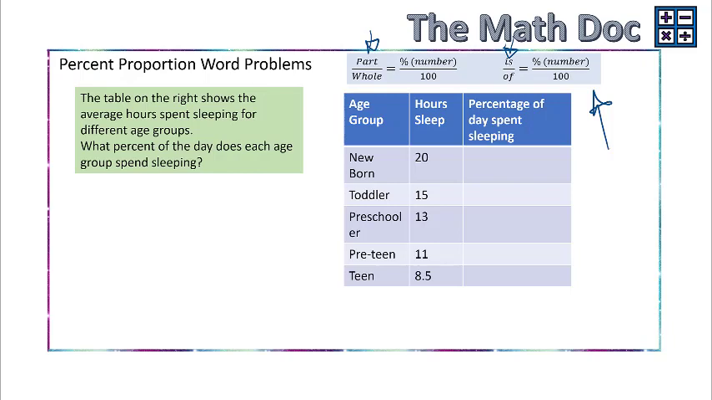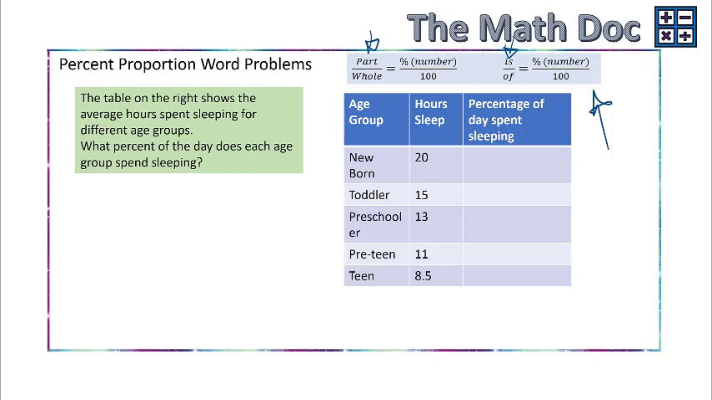So this first one really practices percentages, and it's kind of straightforward. We have a table here that shows the average number of hours that different age groups spend sleeping. For a newborn, we see there's 20 hours. So a newborn will sleep on average 20 hours in a day. A toddler will sleep 15, a preschooler 13 hours, a preteen 11, and a teenager on average 8.5 hours, although they probably need more than that. So the question is, what percent of the day does each age group spend sleeping?